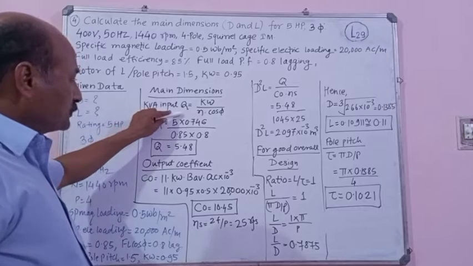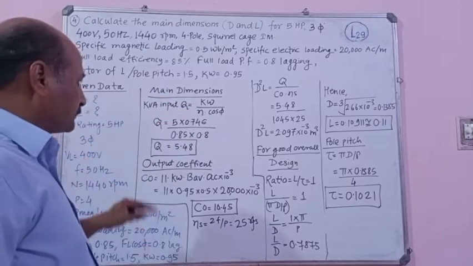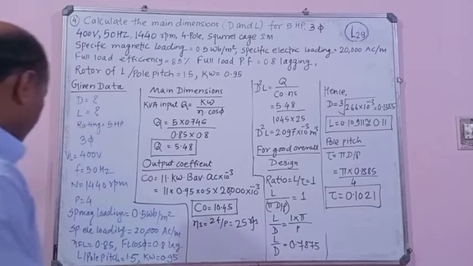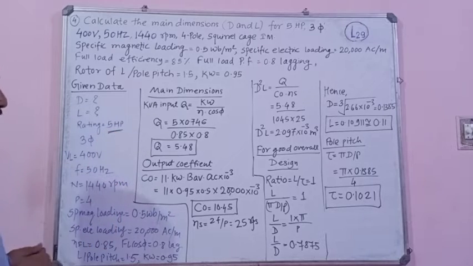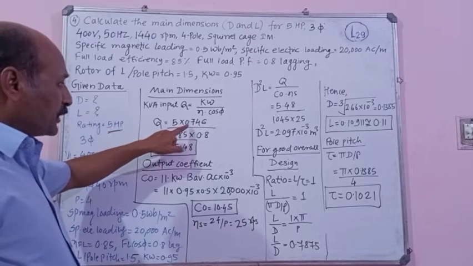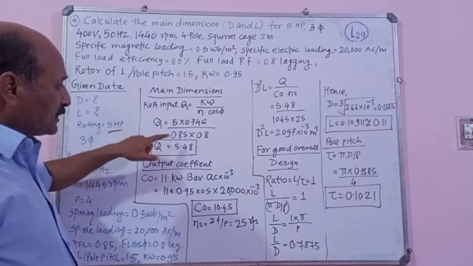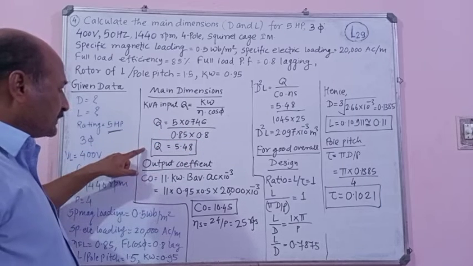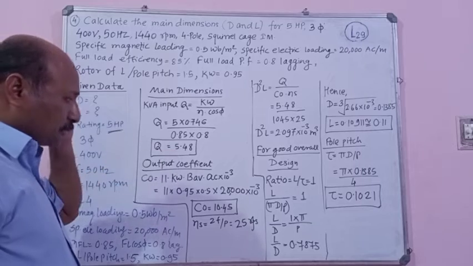kVA input Q equals kilowatt divided by efficiency multiplied by cos phi. The kilowatt is given in horsepower, so how will you convert horsepower into kilowatt? Multiply horsepower by 0.746 to get kilowatt. Efficiency is given as 0.85, cos phi equals 0.8. In this way you will get the input kVA, Q, equals 5.48.